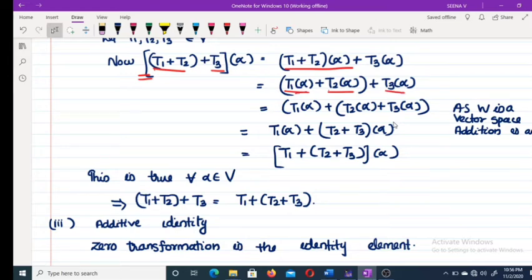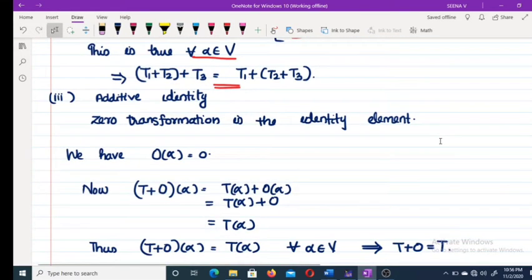These elements are vectors in W, because T1 is a map from V to W. Therefore T1(alpha) belongs to W. W is a vector space, therefore addition is associative. Therefore this you can write like this, and this like this, and this like this. Therefore this is equal to this one. For every alpha belongs to V, this implies (T1 + T2) + T3 is equal to T1 + (T2 + T3). Associativity holds.